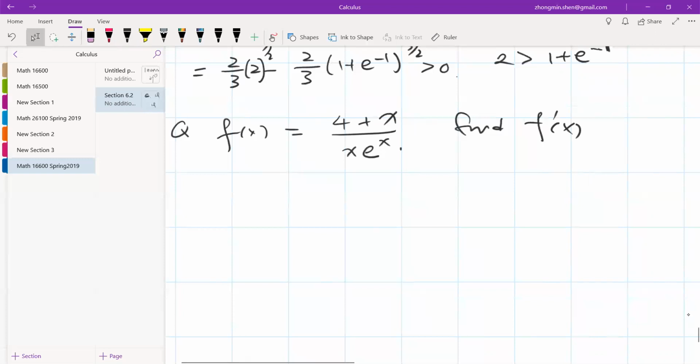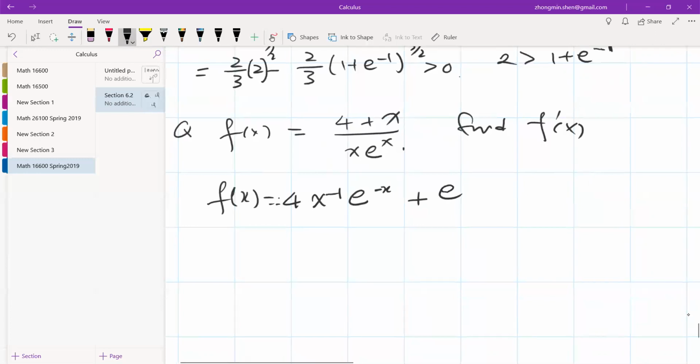Okay, so I'm going to modify this function and I will get 4 divided by x times e to the x. So it's 4x to the negative 1, e to the negative x. And for the second term the x is gone, just e to the negative x. So I have to apply the product rule to the first term.